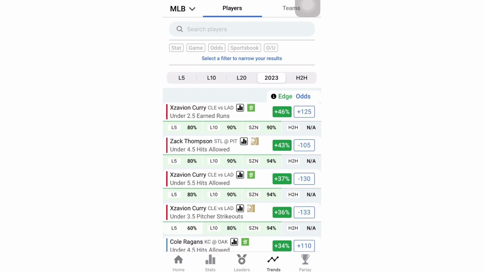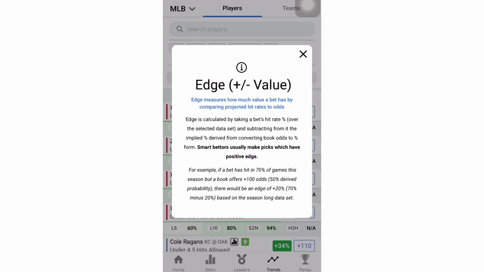Now, I think the key part with the trends page, and something that maybe really derives from a lack of understanding of what this concept means, is edge. Edge is something that I think a lot of bettors are looking at, and people look to find edge in many different ways. But the way that we've defined edge, and the way that the trends page looks at edge, is essentially calculated by taking the implied odds based on a specific data set.